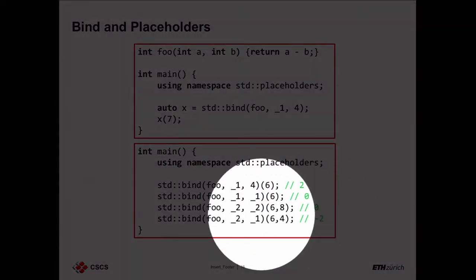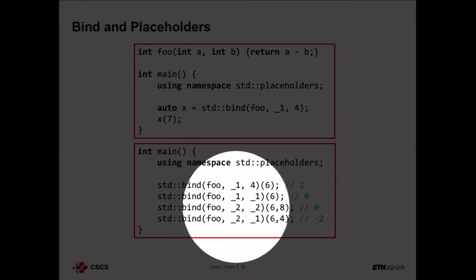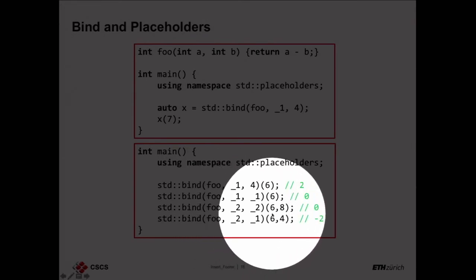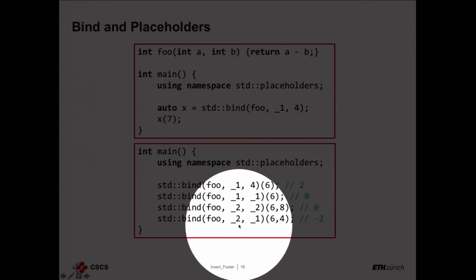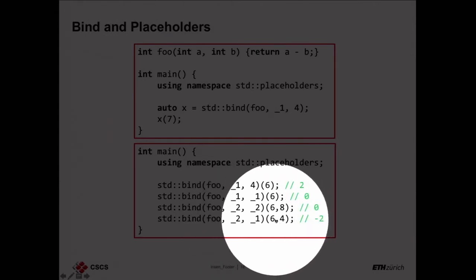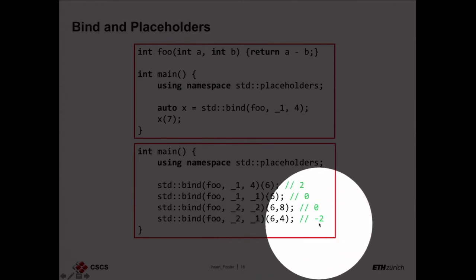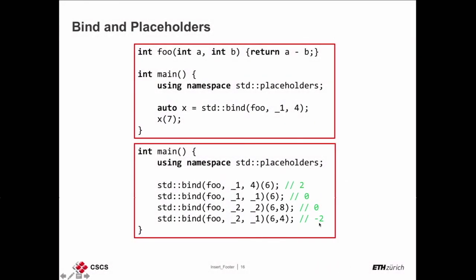Or I can do -2, -1, so I can actually swap the order of the arguments. Placeholder 1 will be 6, and placeholder 2 will be 4, but then I'm passing 2 as the first argument and 1 as the second one, so I will get -2 instead of 2, because I'm swapping the arguments.